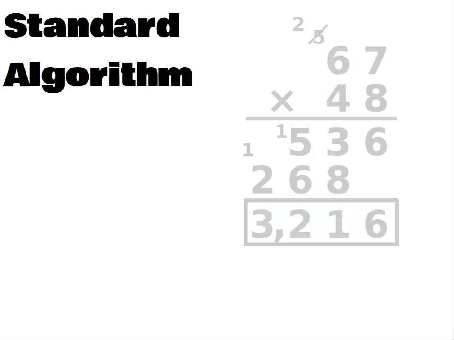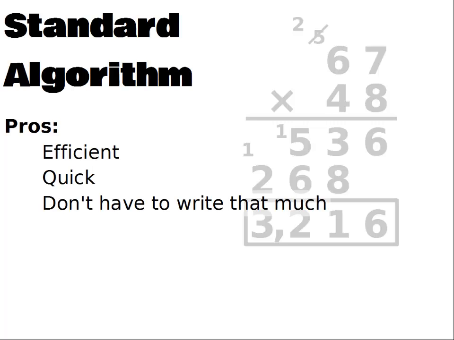Now, the standard algorithm has some pros and cons to it. Here's the list of a few pros. First, it's optimized for efficiency. This is a way of multiplying that's quite efficient. We can do it fairly quickly, too, once you learn the algorithm. And finally, we can do it without having to write down a whole lot of things. It's only a few lines and we can do multiplication.